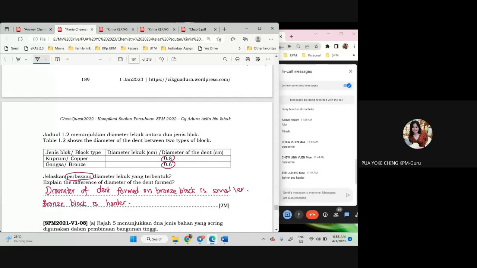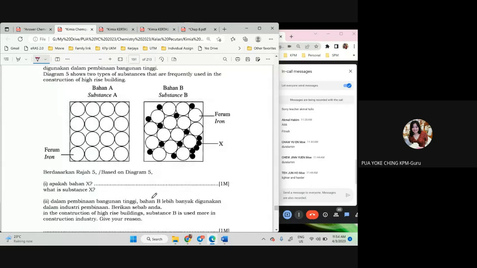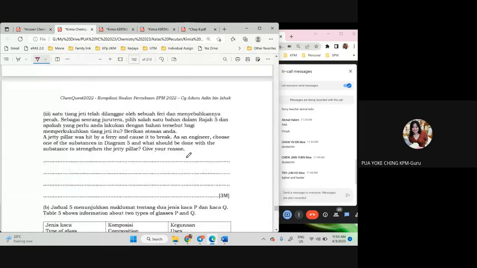Okay, and then ini ialah SPM 2021 version pertama. So, lebih kurang sama je. Give your reason. Okay, cuma yang ni lah. I rasa yang ni hari tu macam I dah pernah bincang. Okay, satu tiang jeti telah dilanggar oleh feri menyebabkan dia pecah. Sebagai seorang jurutera, pilihlah mana satu.